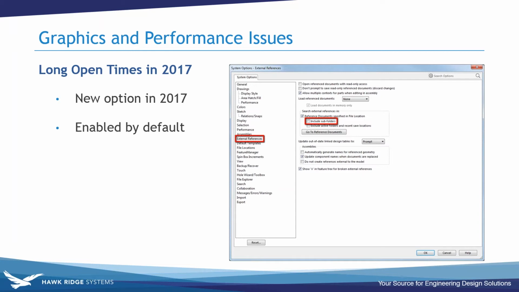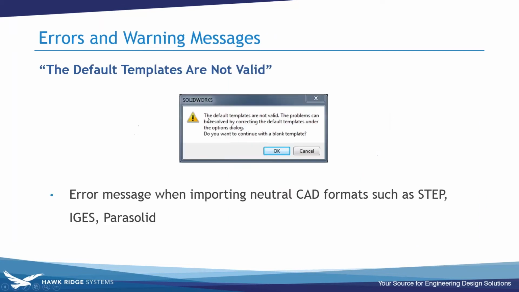So moving on to errors and warning messages here. So this warning message here, the default templates are not valid. It happens when a file is imported as a neutral CAD format, such as a STEP, IGES, or Parasolid file. And the reason this can happen is because SOLIDWORKS isn't able to recognize those default templates.